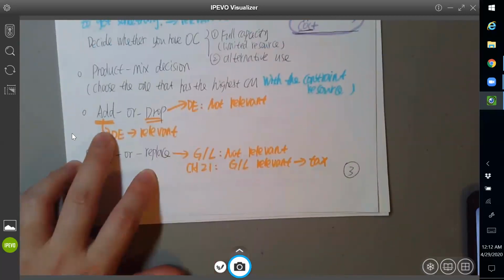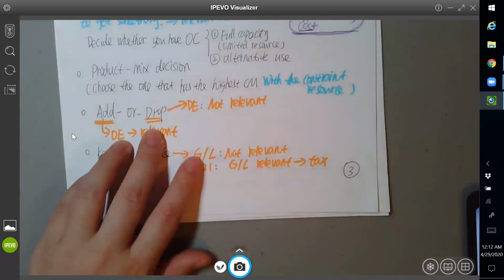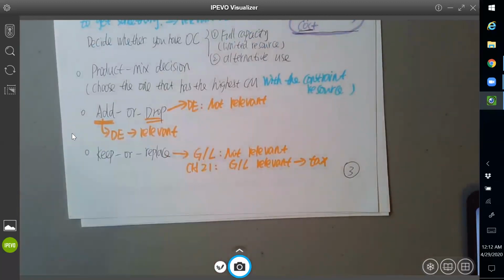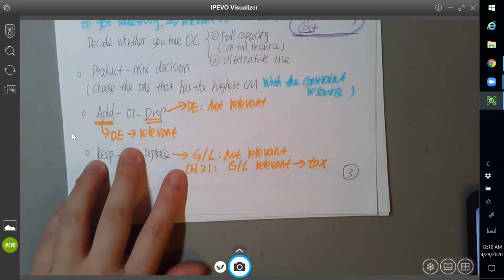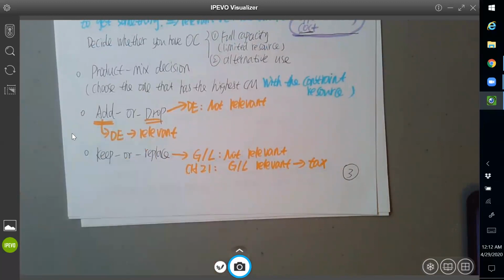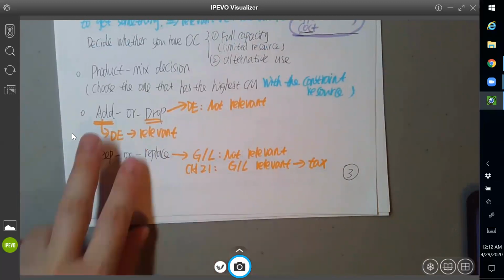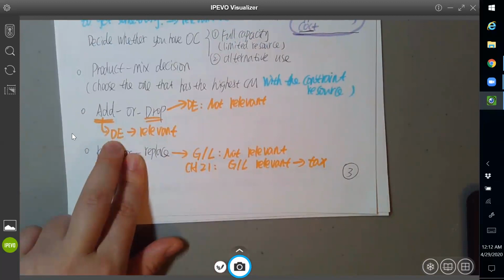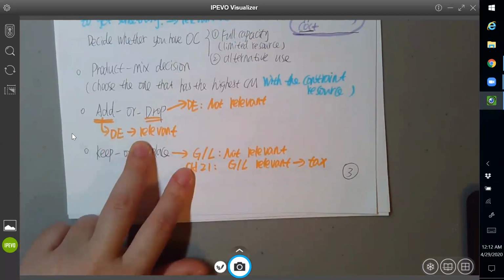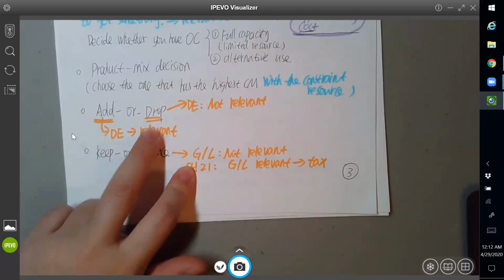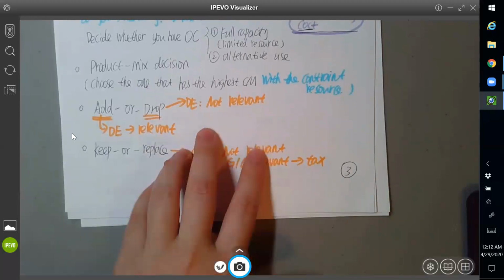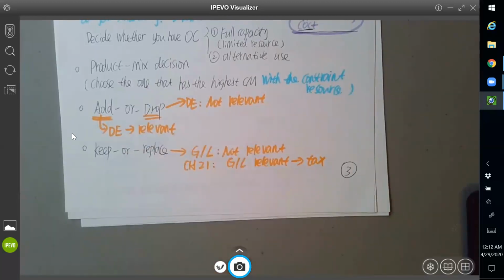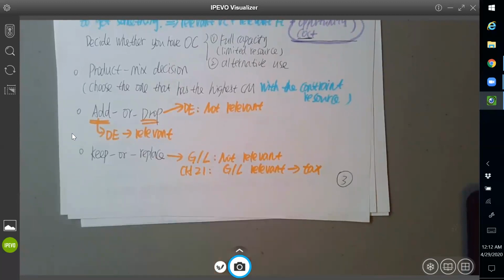The last two things: one is add or drop the customer. The keyword right there is depreciation expense. If you add, depreciation expense will be relevant because you have to buy equipment for this special customer. But if you drop a customer, you already bought the equipment. So no matter whether you drop the customer or not, there is no difference. The depreciation expense will not be relevant. So that's the thing you want to know.